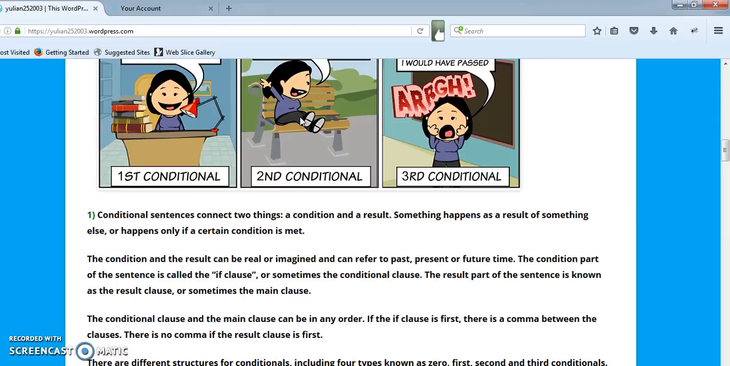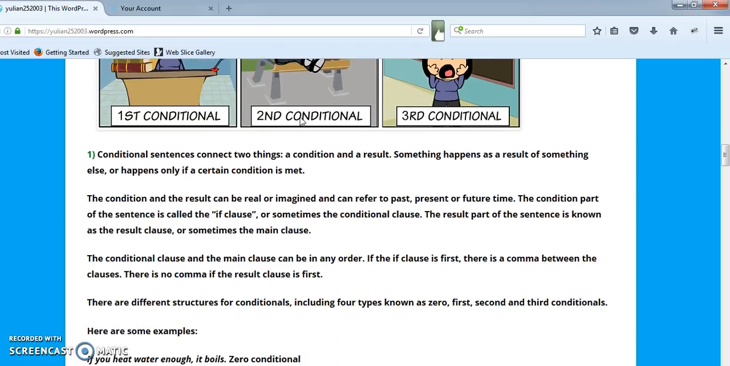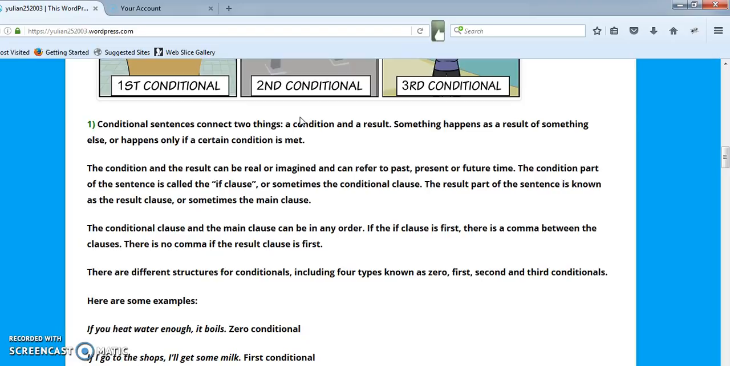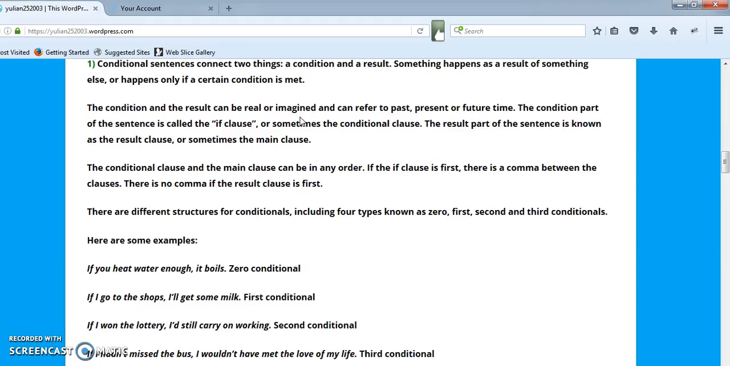Conditional sentences connect two things, a condition and a result. Something happens as a result of something else, or happens only if a certain condition is met. The condition and the result can be real or imagined and can refer to past, present, or future time. The conditional part of the sentence is called the if clause, or sometimes the conditional clause. The result part of the sentence is known as the result clause, or sometimes the main clause.